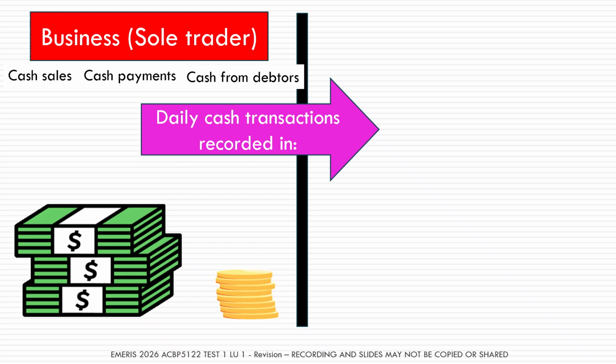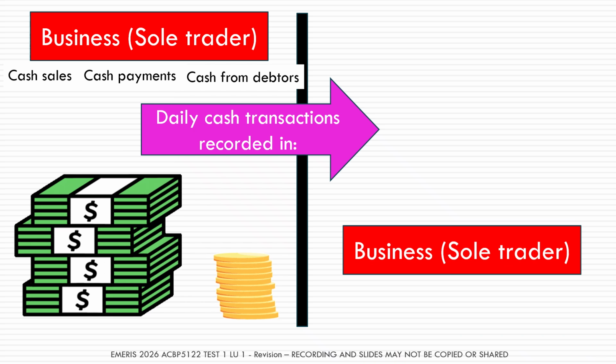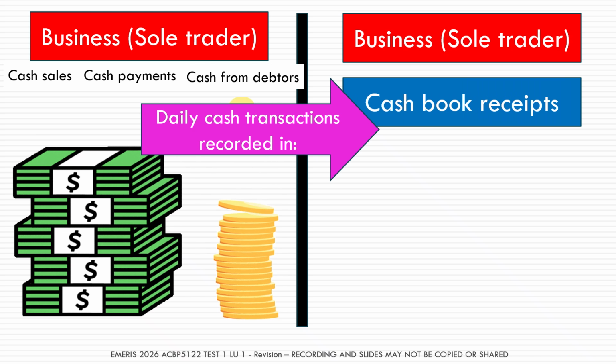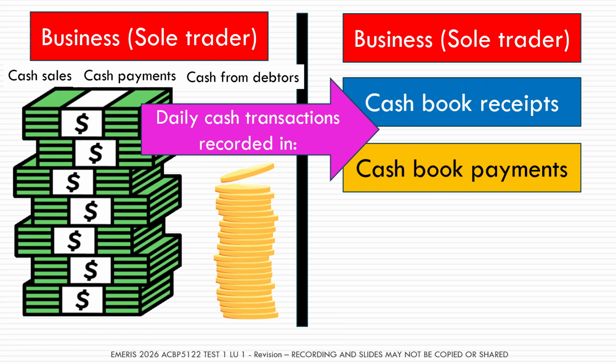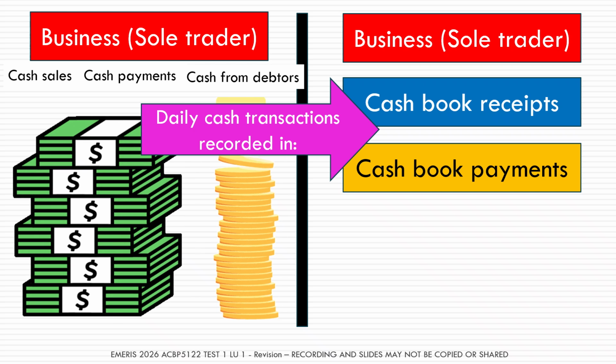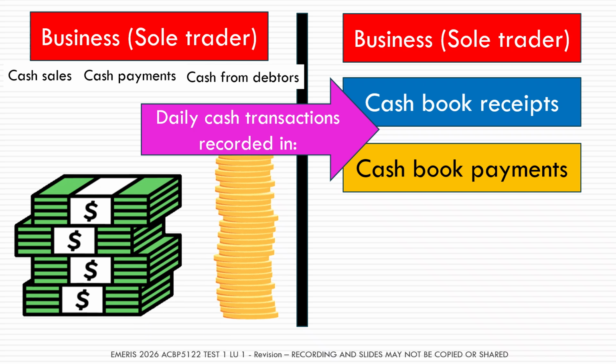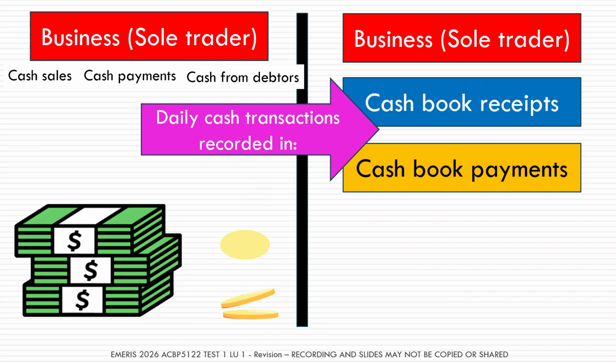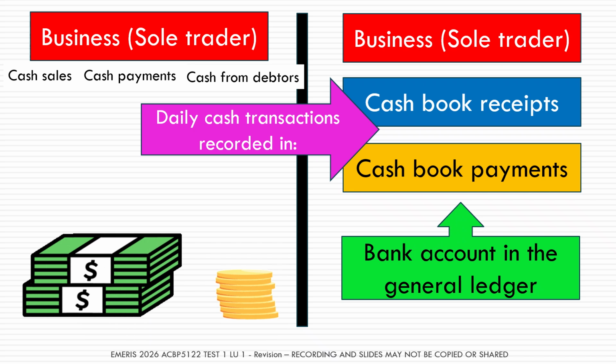The sole trader then will record on a daily basis the cash receipts into the cash book receipts and the cash payments into the cash book payments. And at the end of the month, these two cash books will then be posted to the bank account in the general ledger.